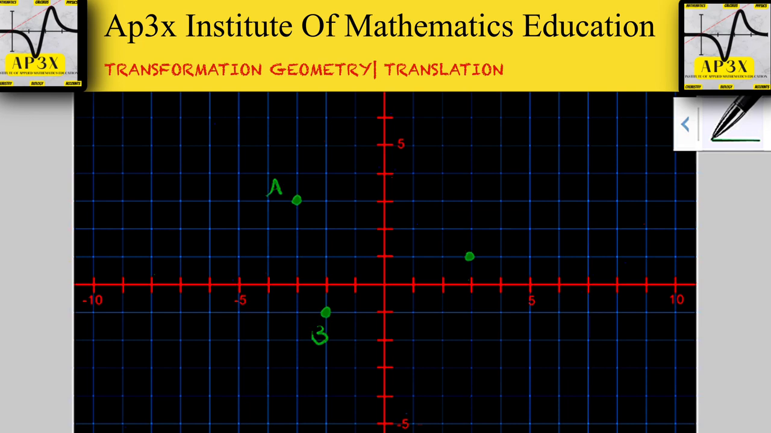I believe this is actually A. My apologies, guys. So this was the first point that I plotted. And then this becomes my, say here, B. And then this obviously becomes my C.